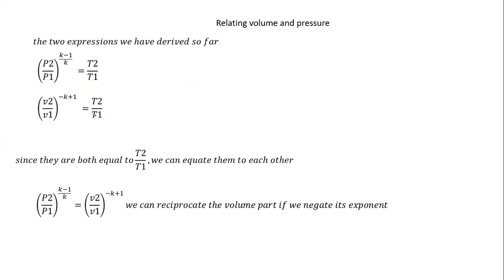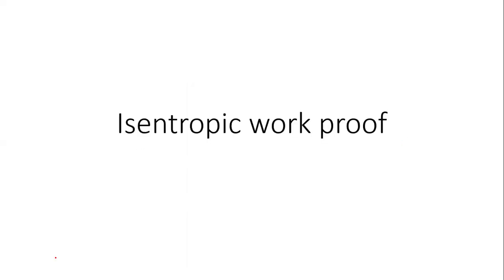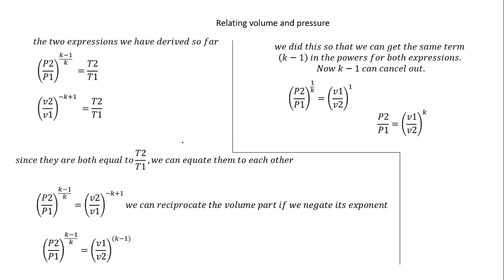Then we can also relate pressure and volume. So the two expressions we just found are these. If they are both equal to T2 over T1, then they are equal to each other. So I can equate them to each other, and I can just make P2 over P1 the subject. I'll go through the simplification, and when I do that, I'll end with this. I've sent this to you, and you can go through it step by step later on. It's just math, change of subjects, algebra, those things.